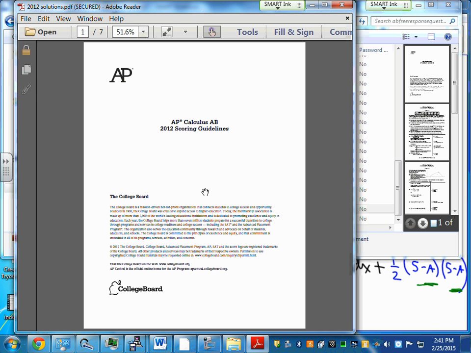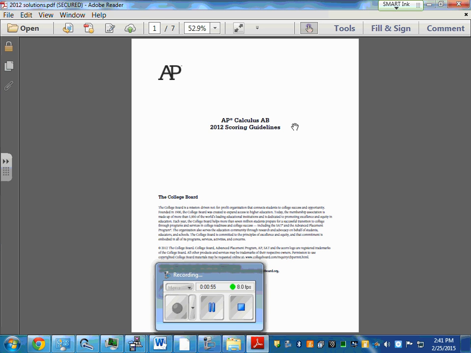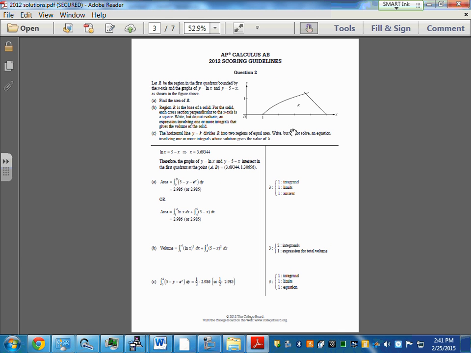Okay, I'll tell you what. I am going to, there we are, scoring guidelines. The answer was 2.986. And note that there are two ways of doing it. This is the way we did it, and we got the right answer, 2.986. There's another way of doing it down here, and we should get the same answer.